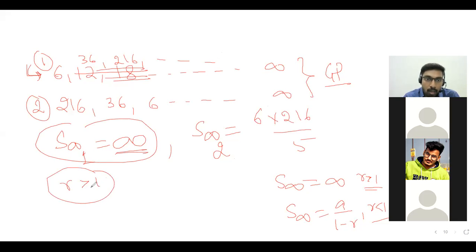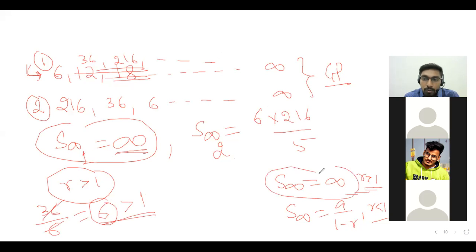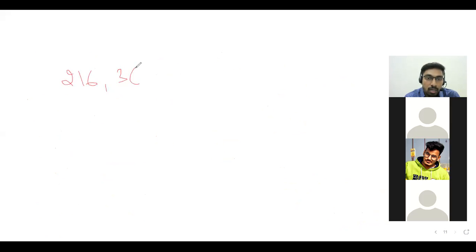Basically, when you divide 36 by 6, you will get 6, which is greater than 1. That means this will be infinite directly. For this, how will you calculate? Just 1 minute. 216, 36, 6, and so on up to infinite. So how will you calculate for this?